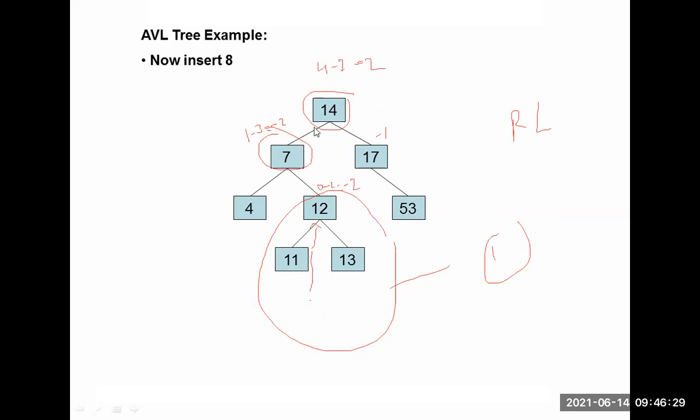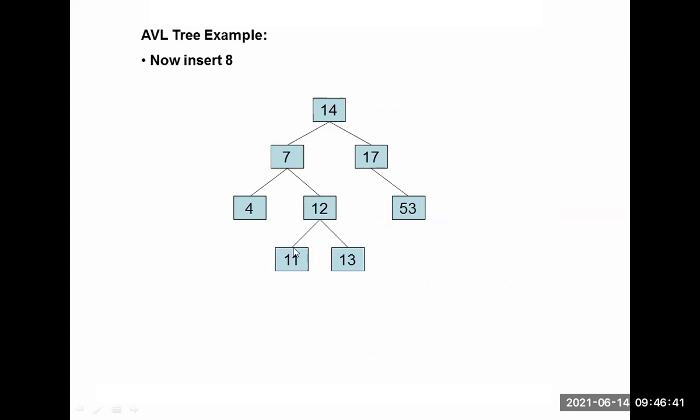See here 1, 2, sorry 1, 2, 3, 3 minus 2, 1. Okay, here 1, 2, 1 minus 2, 1. Okay, clear. So here the tree is balanced. Now insert the next item, 8.